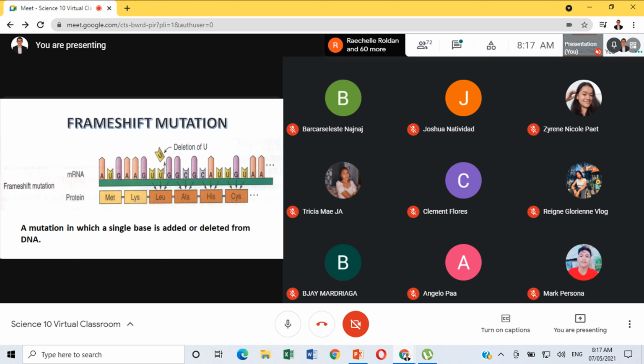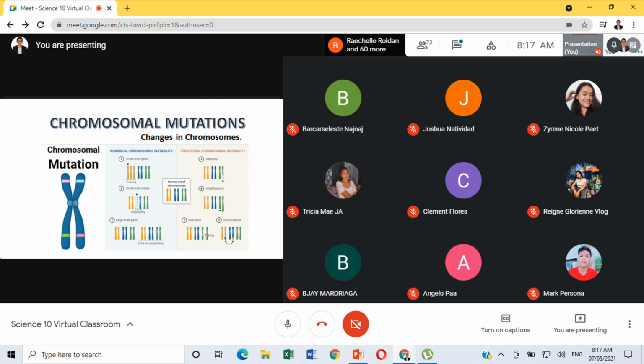The same effect would also result from the addition of a single base. So a mutation in which a single base is added or deleted from DNA is called a frameshift mutation. Okay? So that is the difference between a point mutation and a frameshift mutation. What about chromosomal mutations? Okay, listen. Changes may occur at the level of chromosomes as well as in genes.